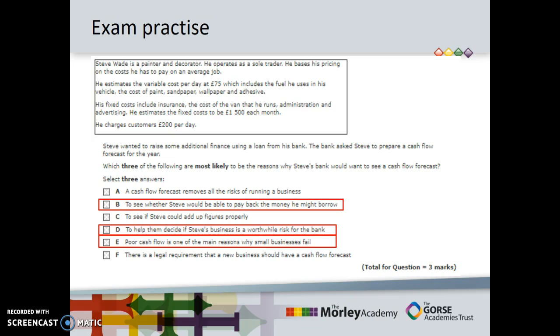That's a ridiculous answer. C, to see if Steve could add up figures properly. Surely a bank could just give him a test. This isn't a particularly successful way to get him. It just seems like a daft answer, and I'd hope that you could see that too. Finally, a legal requirement. Now, some of you, if you weren't sure on the advantage of this, might think that it's a legal requirement, but I'm hoping that you could have ruled out A and C, and at least would have been able to get 2 out of 3.